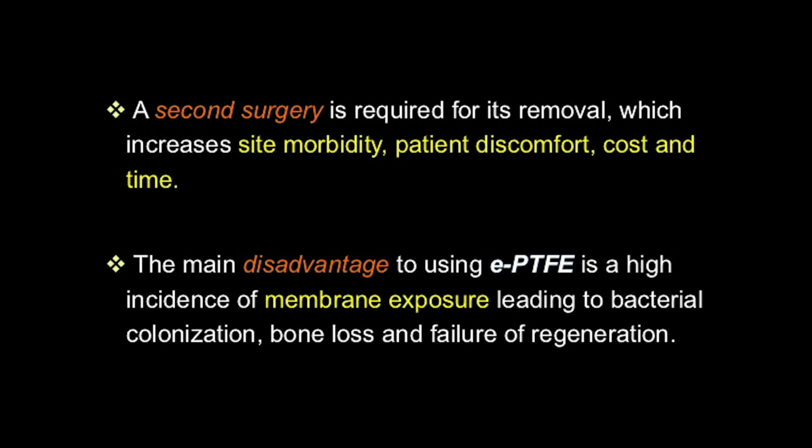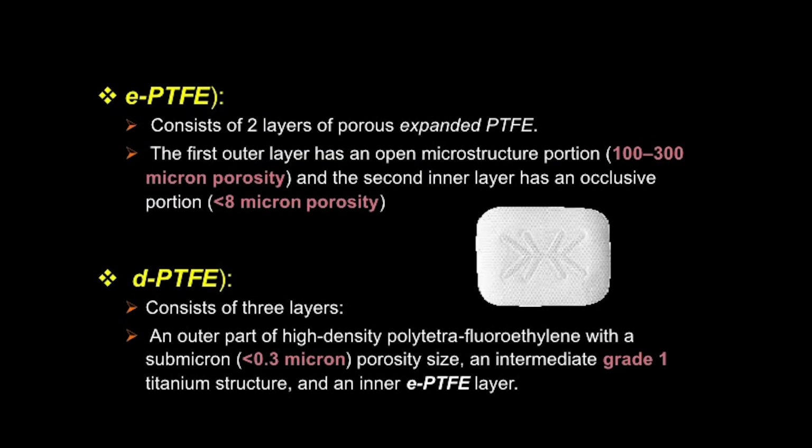What's the difference between the two forms of non-resorbable membrane? The ePTFE consists of two layers of porous expanded polytetrafluoroethylene. The first outer layer has an open microstructure portion size from 100 to 300 micron porosity, and the second inner layer has an occlusive portion of less than 8 micron porosity. So this is the form of the non-resorbable membrane, or the titanium reinforced membrane, to prevent the creeping of the epithelial cells inside the grafting material.